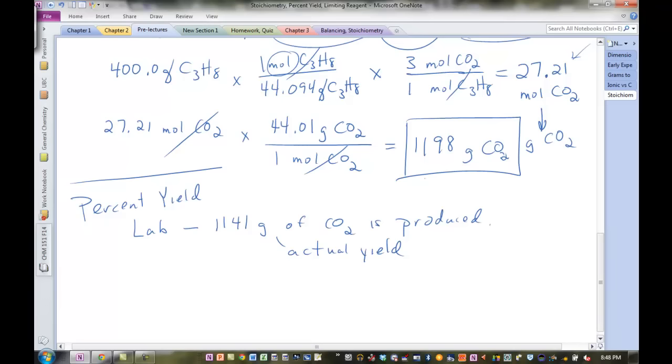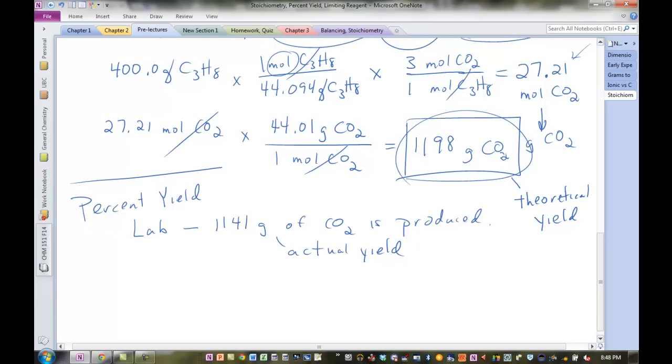Well, what is this yield up here that we already calculated? That is what we call the theoretical yield. Theoretical. And that makes sense. In theory, what could we get? If everything went perfectly, how much CO2 could we get? So in effect, that's the 100% yield. If everything went perfectly, we'd get 1,198 grams of CO2.